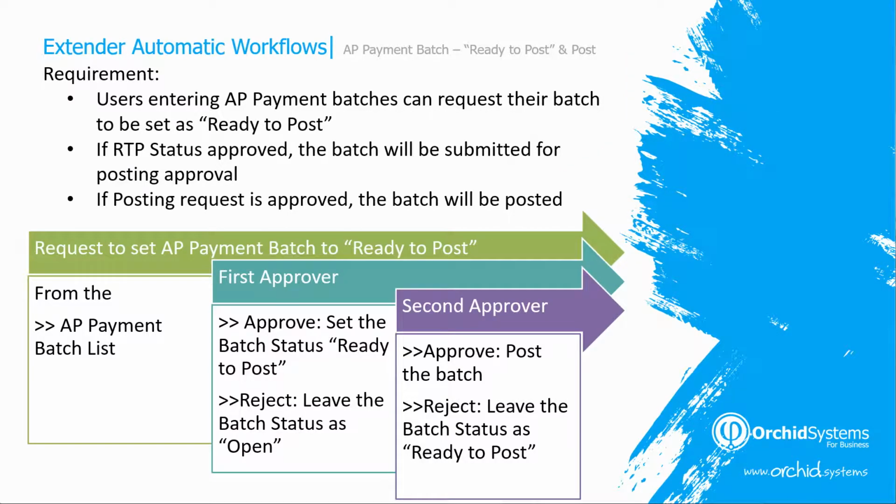When the user has entered and printed their checks, they can use the AP Payment Batch list to mark the batch as ready to post. And an email will be sent to the first approver group, and they will be able to either approve and set the batch as ready to post or reject, and the batch would be left in an open status. And if the first approver group approve the ready to post, the second approver group will get an email, and from there they can either approve and post the batch or reject the batch and leave it in the status of ready to post.